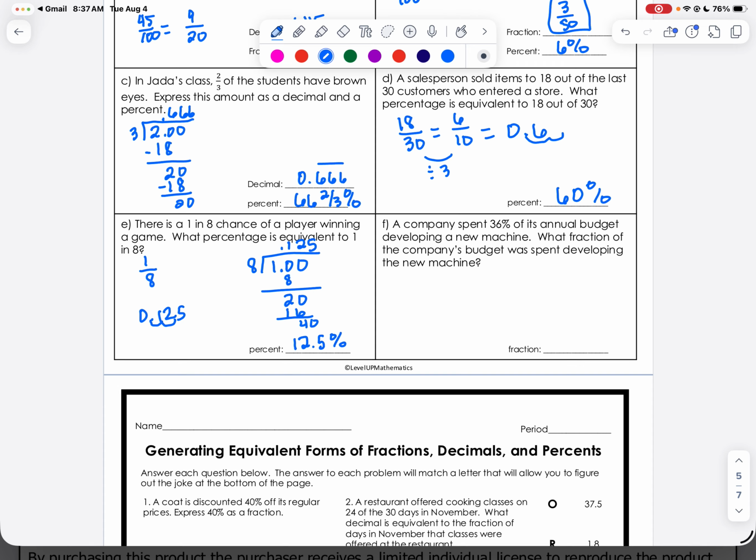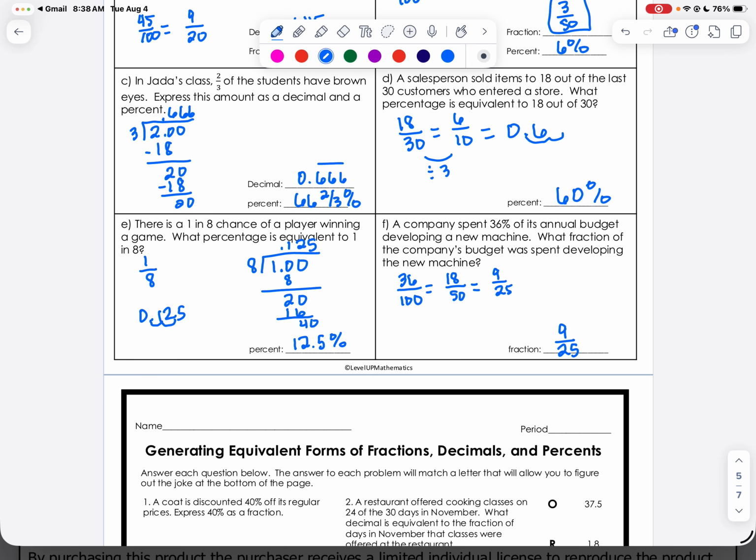All right, F. A company spent 36% of its annual budget developing a new machine. What fraction of the company's budget was spent developing the new machine? So recall, to write a percent as a fraction, we simply write it with a denominator of 100 and then simplify. So these will both divide by 2 to get 18 out of 50. I believe I could divide by 2 again to get 9 out of 25. 9 over 25 will not simplify any further. So our equivalent fraction would be 9/25.